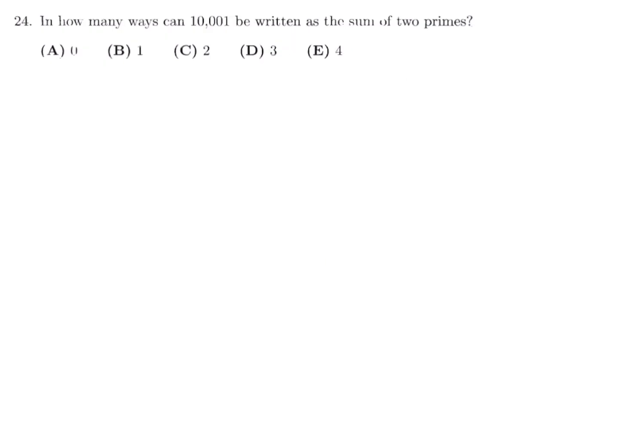In how many ways can 10,001 be written as the sum of 2 primes? 10,001, we want it as the sum of 2 primes. Well, let's start with the smallest prime, which is 2. Remember, 1 is not prime. 2 plus something has to equal that, so obviously that other number is 9999.